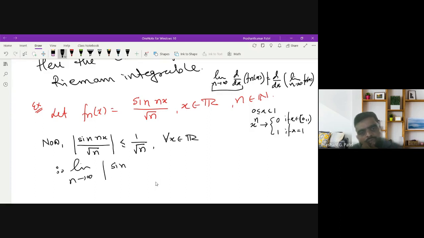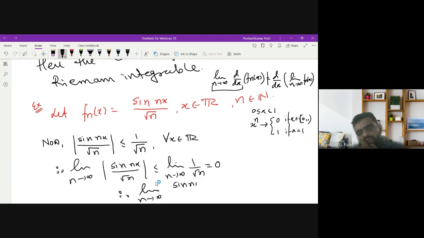|sin nx / √n| will be less than or equal to the limit as n tends to infinity of 1/√n, and this will be 0, that we know. Therefore, the limit as n tends to infinity of sin nx / √n is 0 for every x in R. And what is the limit function? Here the limit function is 0.